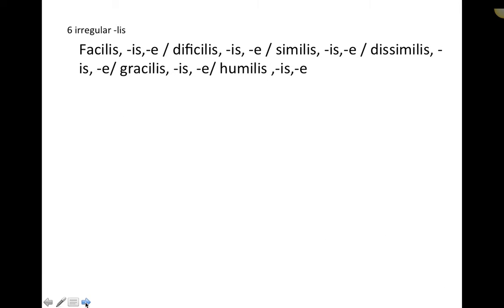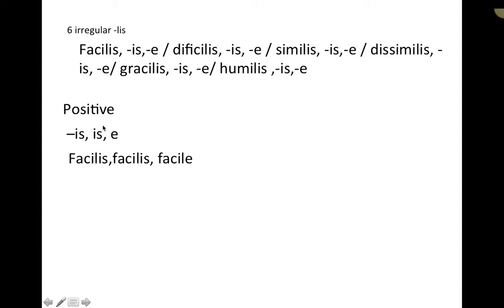Then you have six irregulars. These are the ones that are going to have the double L on the superlative. So this is your facilis, difficilis, similis, dissimilis, gracilis, and humilis. Notice they're all third declension. It's important that you memorize these six because these are the six that do the irregular in the superlative.